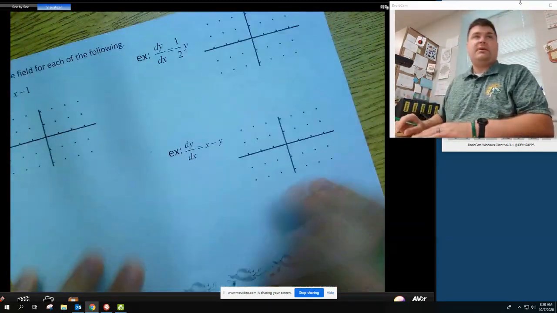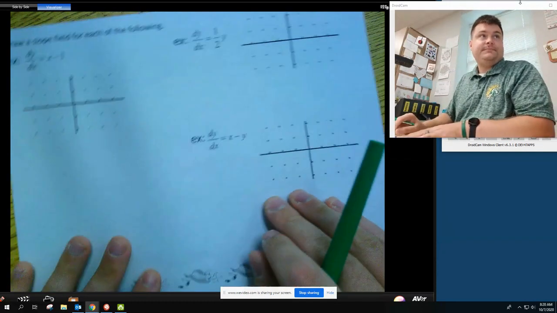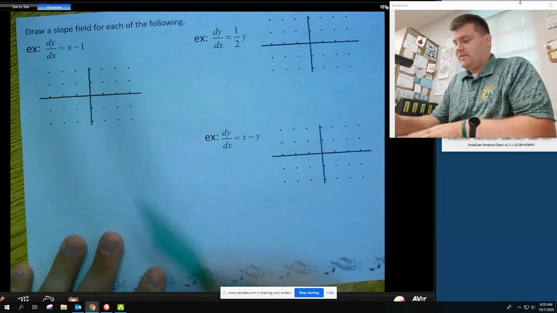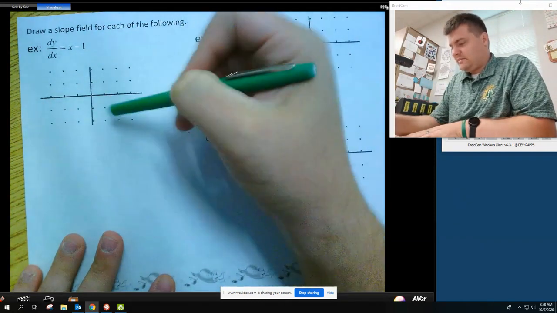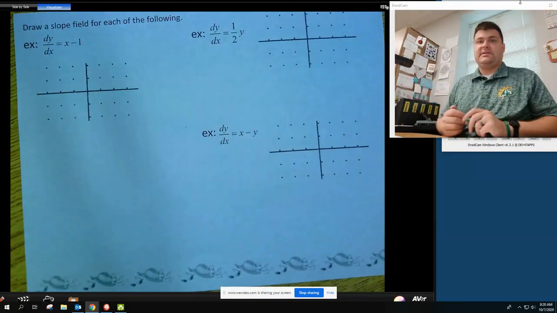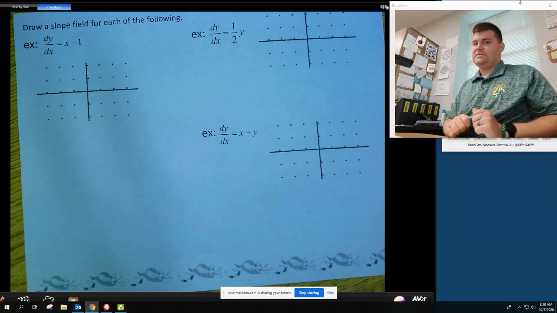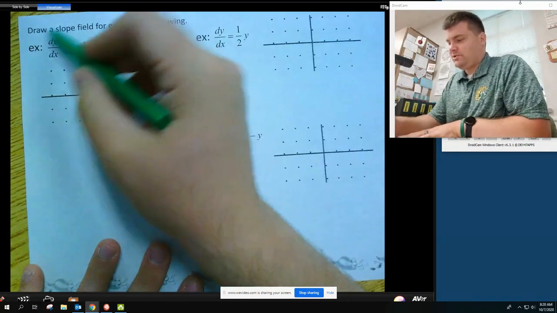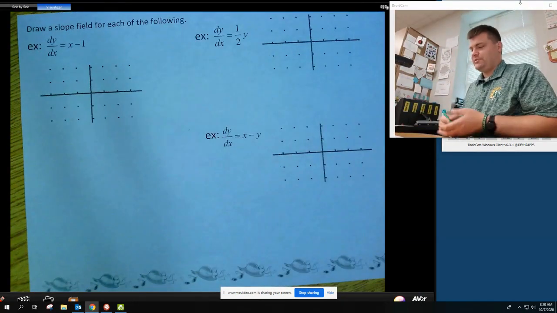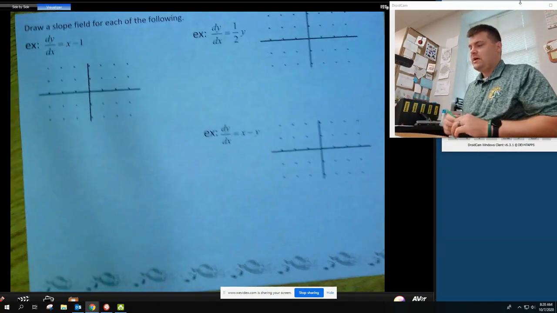All right, so now we're going to get into drawing these. On AP, they don't ever give you this many. This looks like 35 different dots. They'll usually give you like 12 dots to draw on. So they'll give you something like this. They'll give you a differential equation, and they'll tell you to draw the slope field. So that's what we're going to do, practice drawing these slope fields.